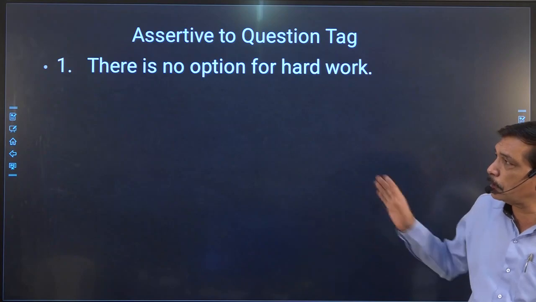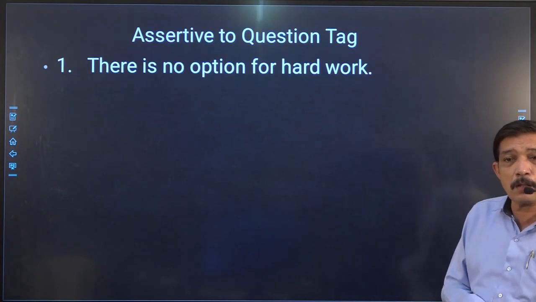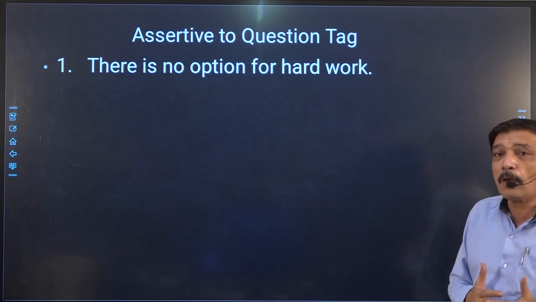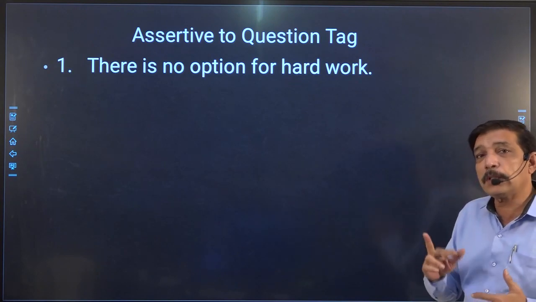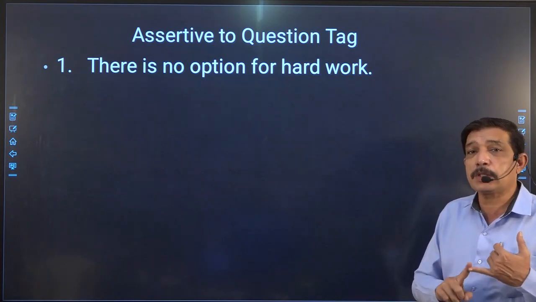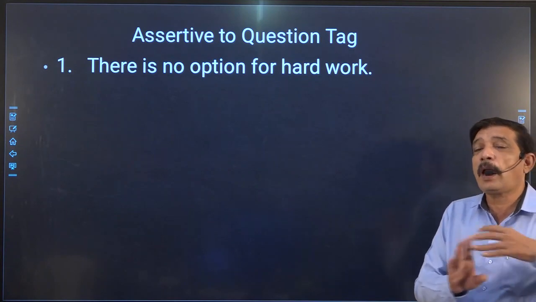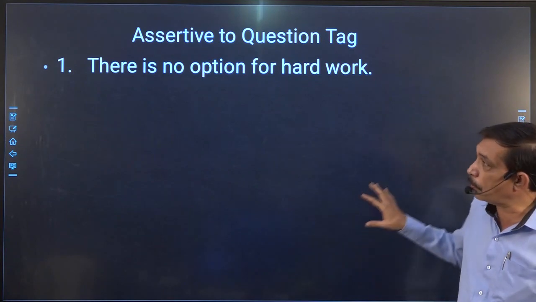Right, now it's the same exercise that we did for making interrogative. Now we will look at both things together. Yes, we will also see the interrogative sentence and the question tag, so that you know the difference between how you make the interrogative and how you make a question tag. Yes, both of them are different.